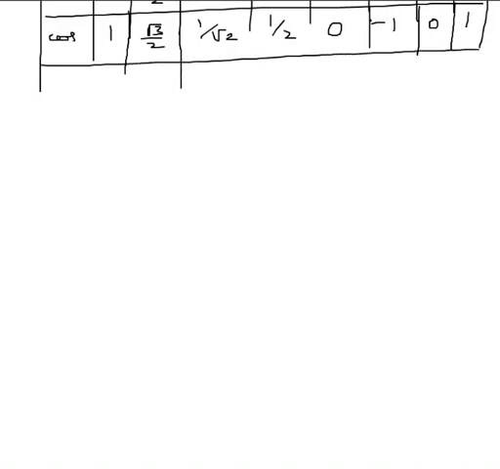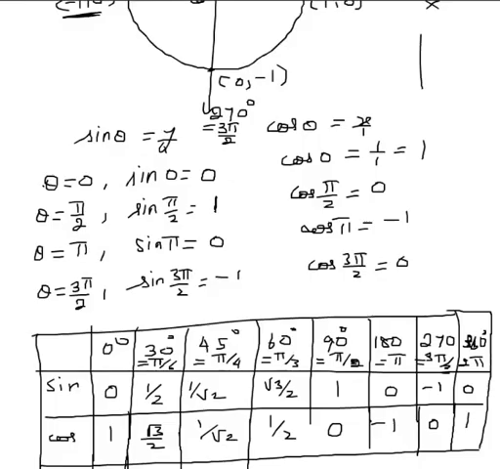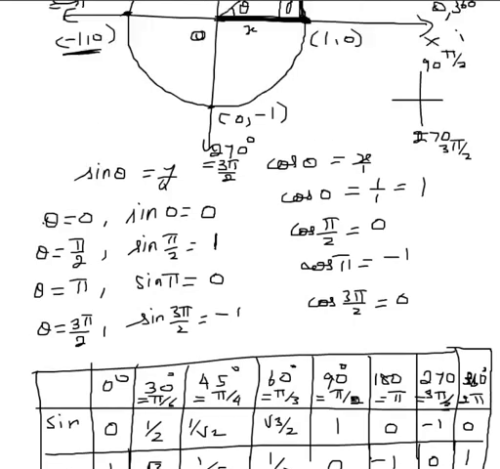Cos doesn't have value on the y-axis. What are y-axis angles? 90 degrees, 270 degrees, and keep adding 180. Or I can say pi by 2, 3 pi by 2, 5 pi by 2, 7 pi by 2, etc. So for all these angles, cos is 0. So cos doesn't have value on the y-axis.